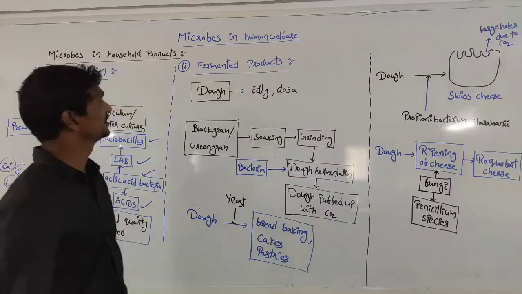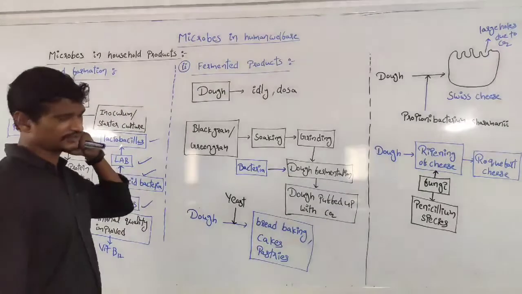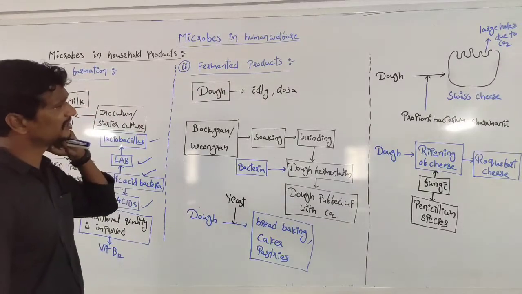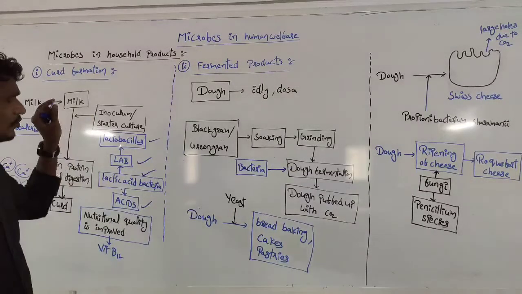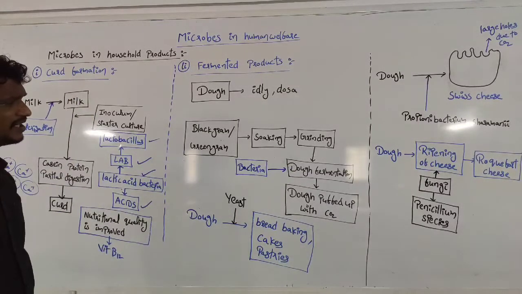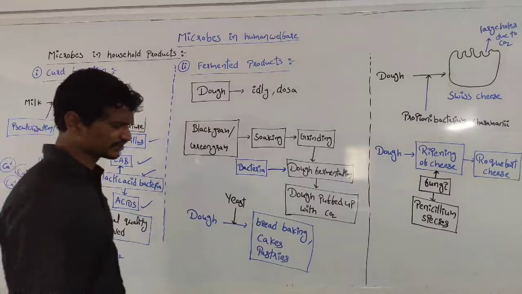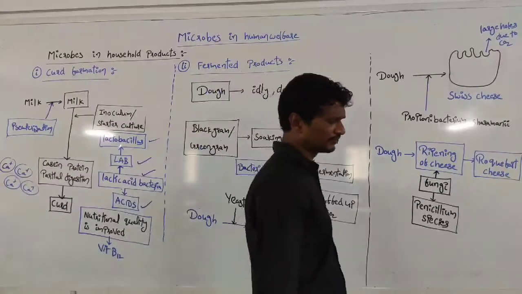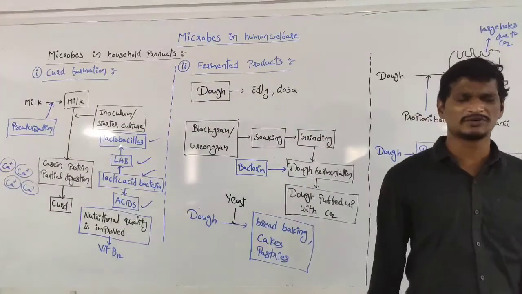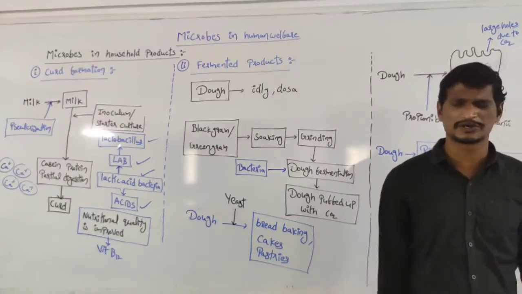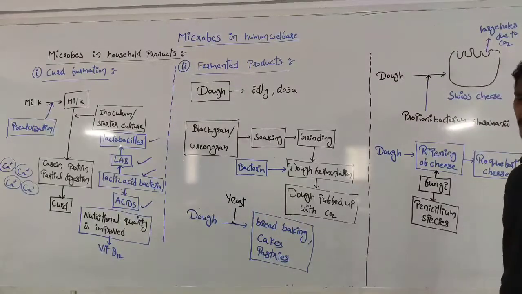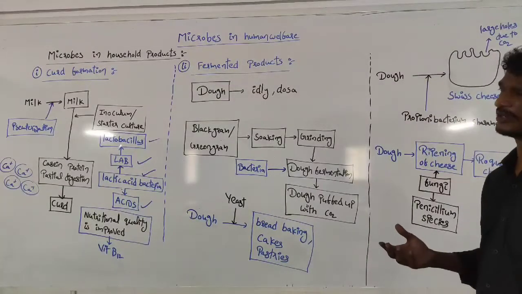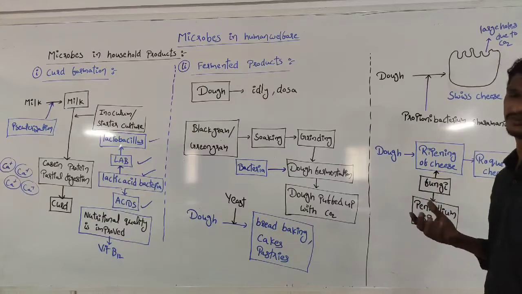So that is about curd formation and its beneficial effects. Coming to the next one, fermented products. Remember, here we are discussing microbes in household products, some of the microbes which produce different types of products, especially household products. Now we are discussing the fermented products. I thought everyone remembers idli and dosa.